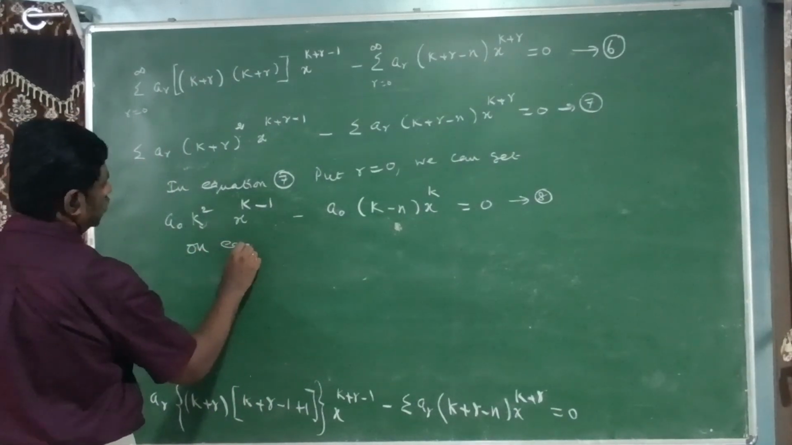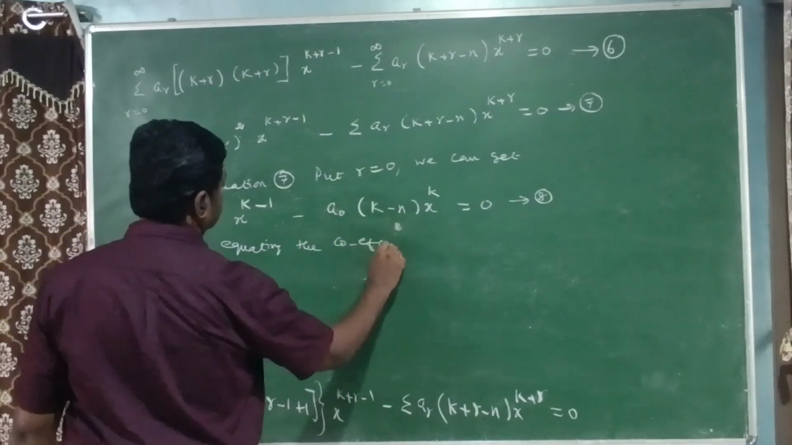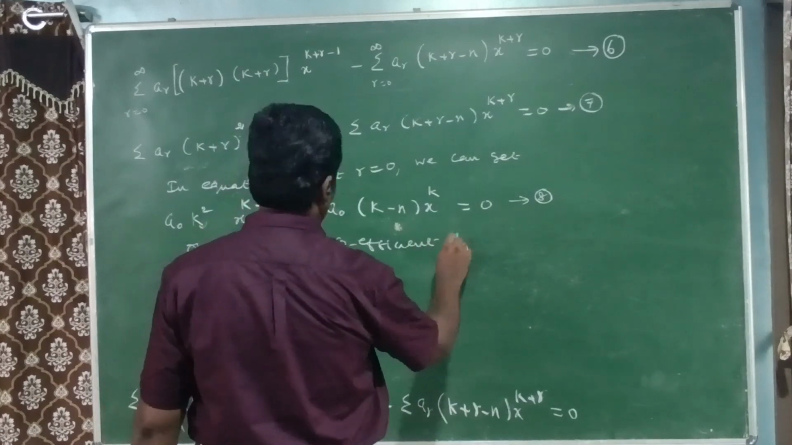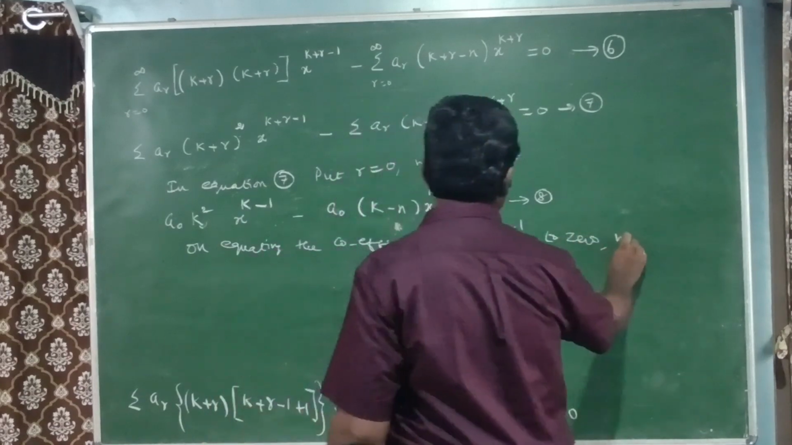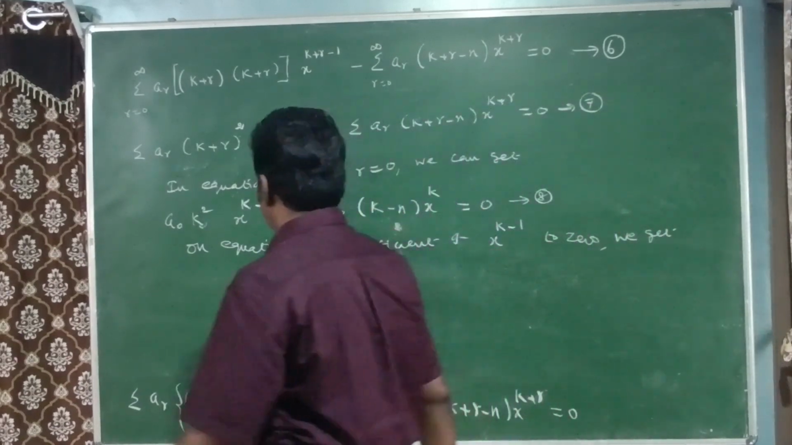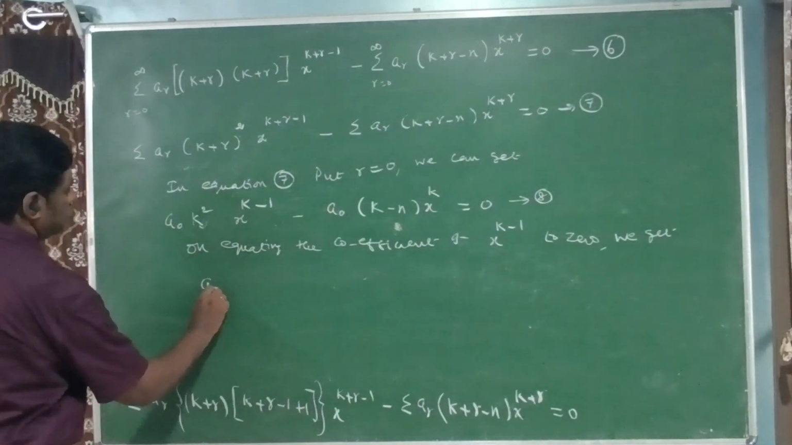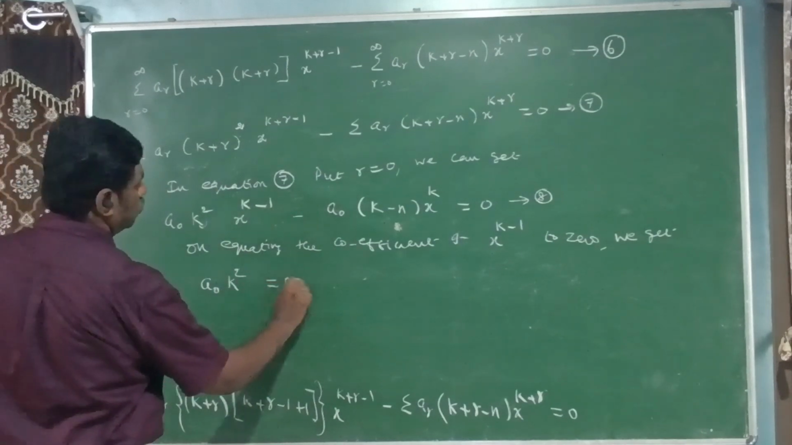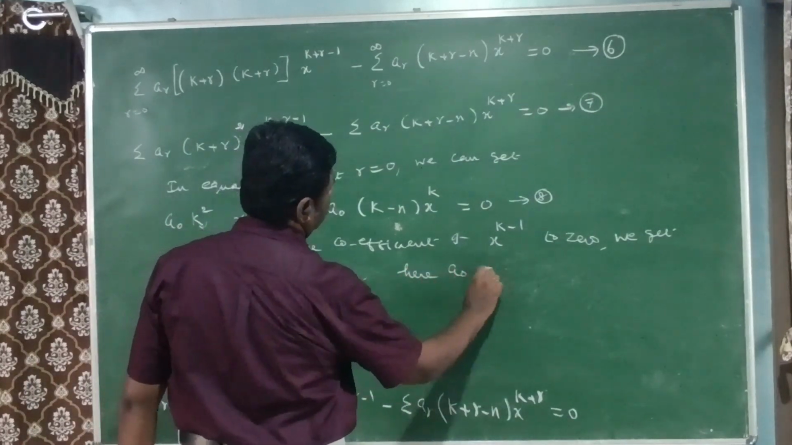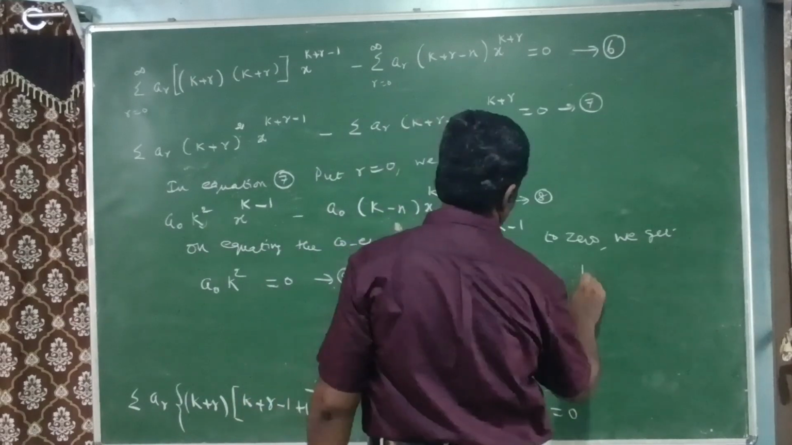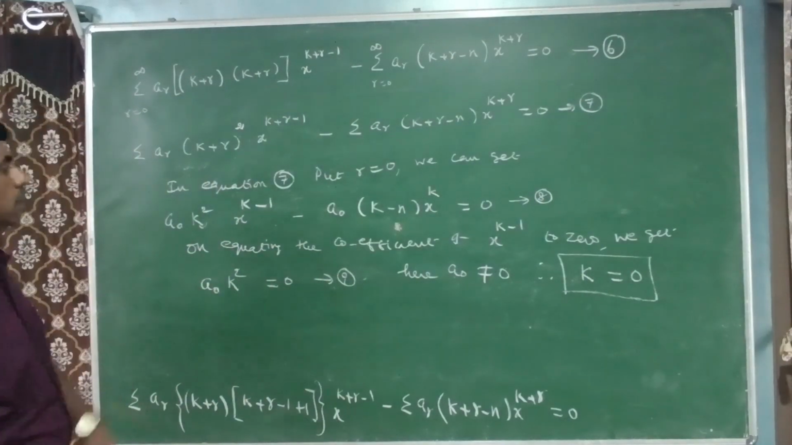On equating the coefficient of x power k minus 1 to 0, we get this. We are in the position to equate the coefficient of x power k minus 1 to 0. Then a0 into k square is equal to 0. This is equation number 9. Here a0 is not equal to 0, therefore k square is equal to 0, then k equal to 0.